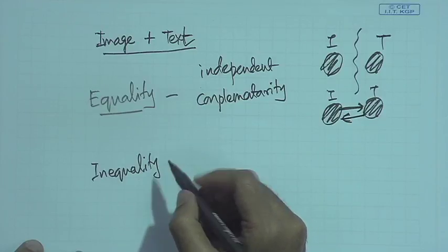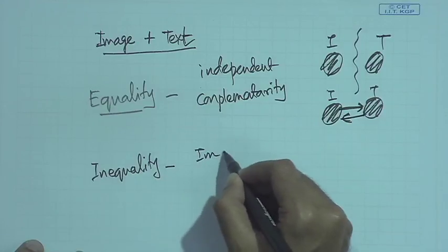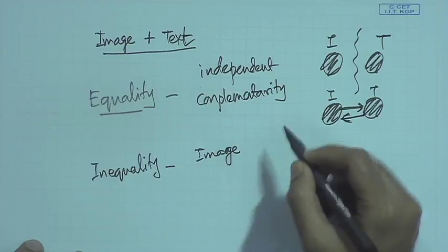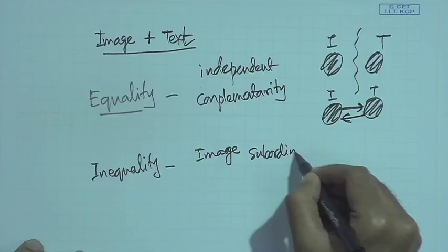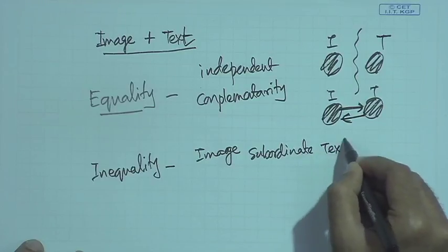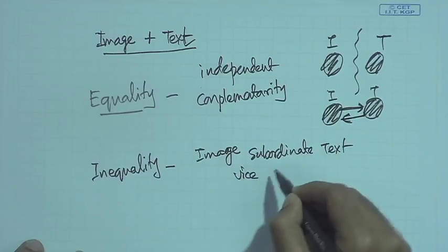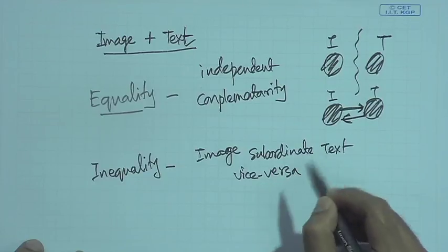unequal status is achieved when the image is subordinate to the text, or vice versa, the text subordinates the image.